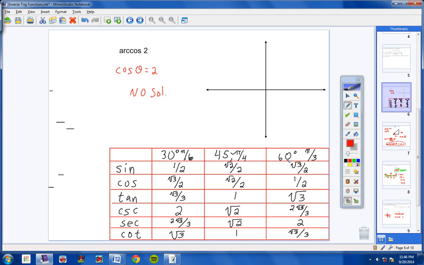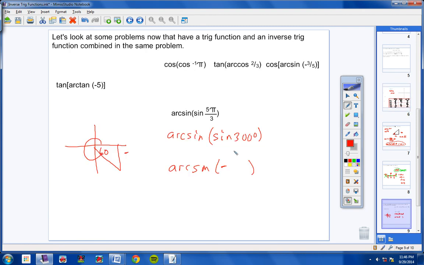Sine of 60 is square root of 3 over 2. So I'm going to go ahead and put square root of 3 over 2, negative. So now I have arc sine of this right here. Well, arc sine of this just means sine of an angle, which equals negative square root of 3 over 2. Do you see that? And now I'm saying which angle, when I take the sine of it, will give me negative square root of 3 over 2. Well, I'll be in this quadrant here, of course.